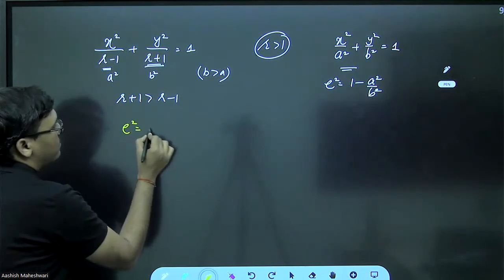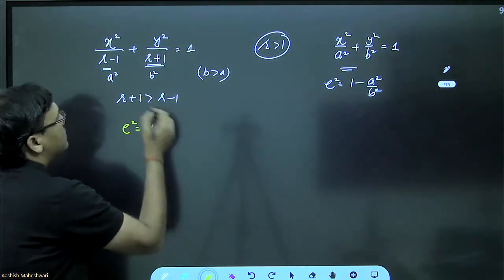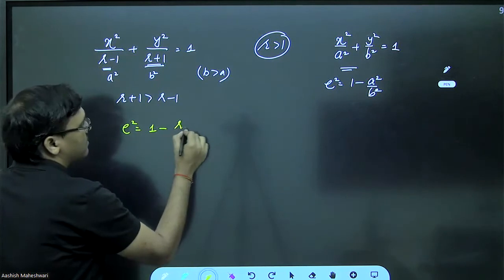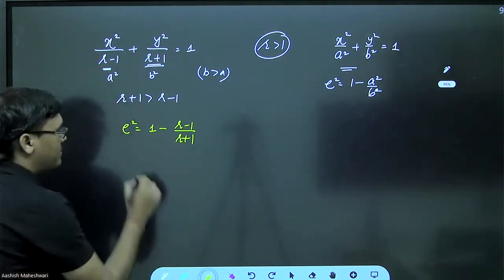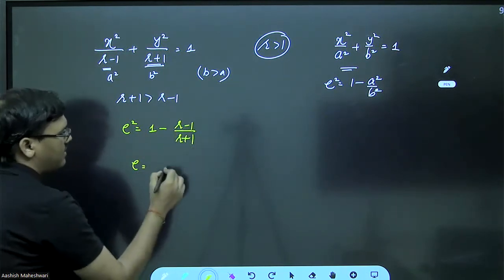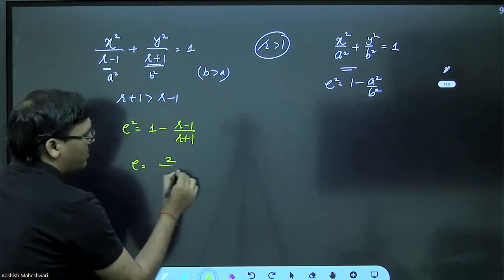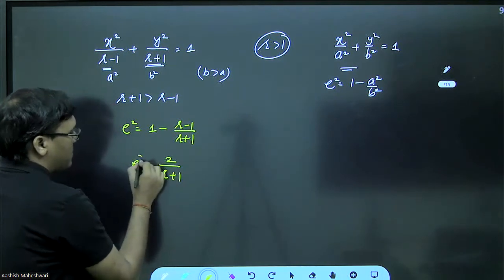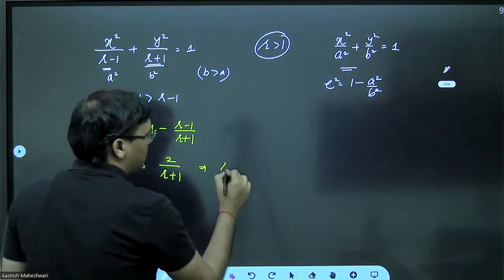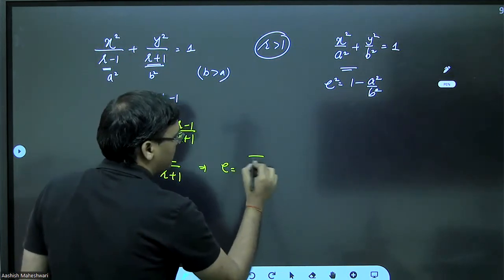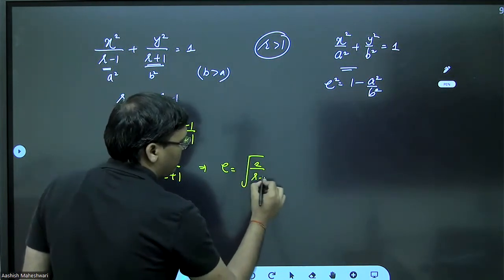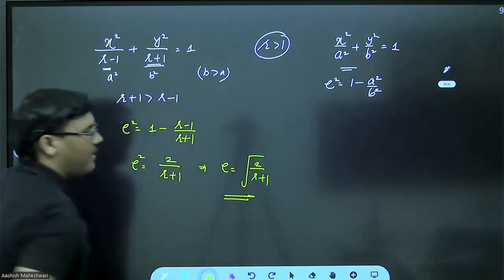So now you see what is the answer for this case? E square is equal to 1 minus A square upon B square. This is R plus 1. So I can say what is eccentricity? Just subtract this or simplify this. This is 2 upon R plus 1, E square. So now you can say what is the eccentricity? This is root of 2 by R plus 1.